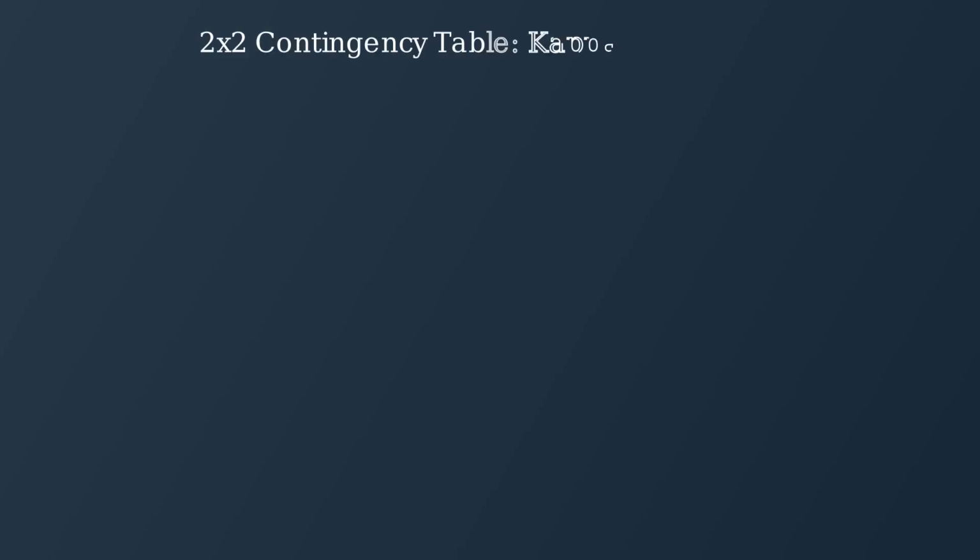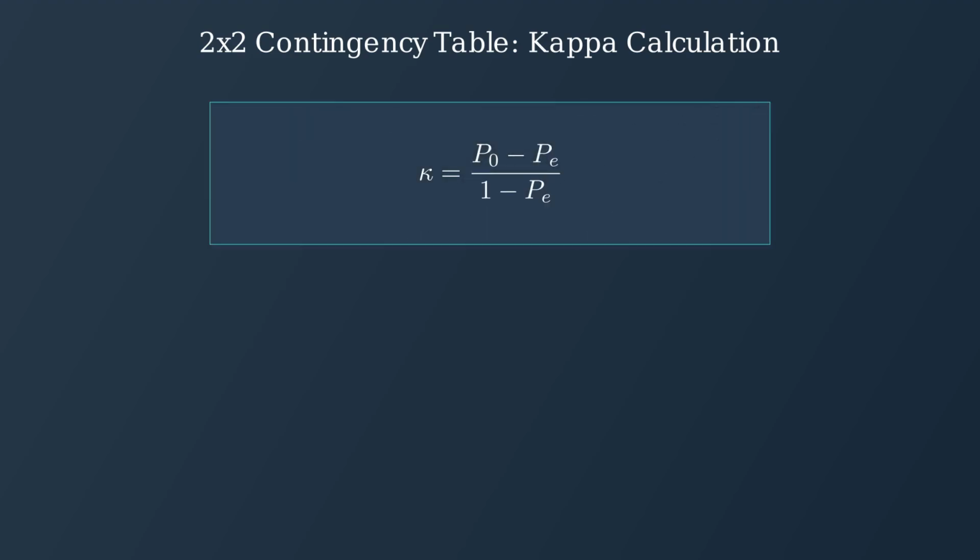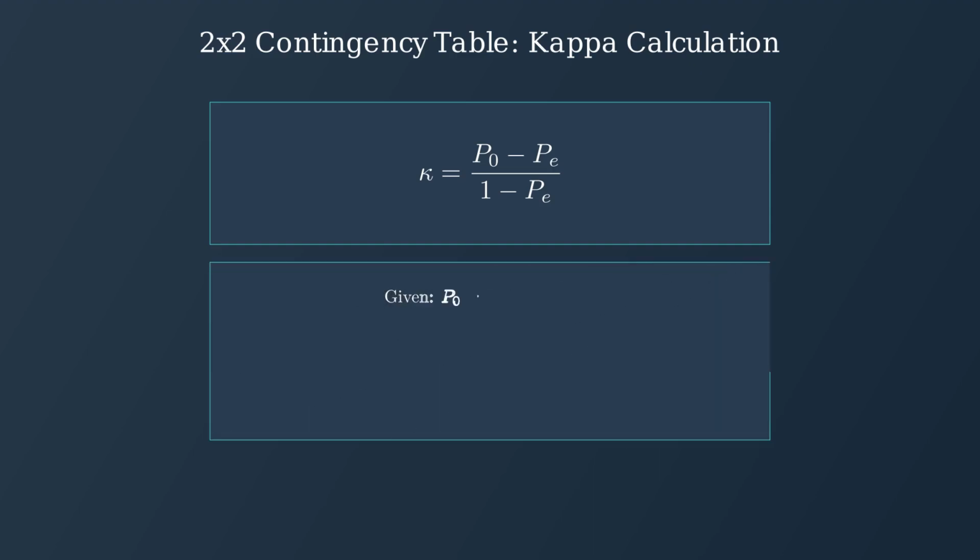Now that we have calculated P0 and P subscript E, we can determine Cohen's kappa. The formula for Cohen's kappa is P0 minus P subscript E divided by 1 minus P subscript E. Let's work through an example. Suppose we calculated that P0 equals 0.85 and P subscript E equals 0.60. We substitute these values into our formula.